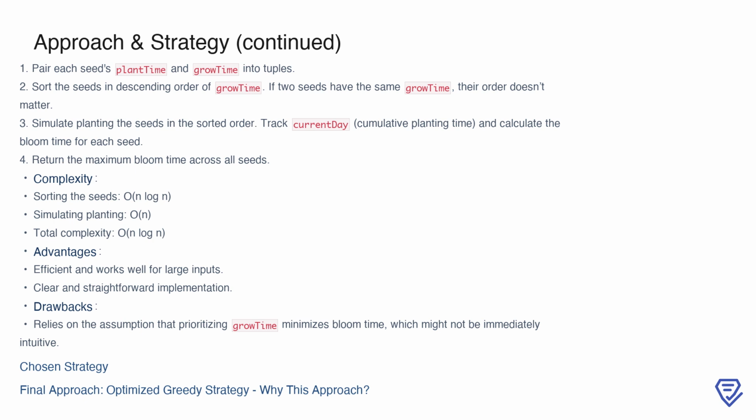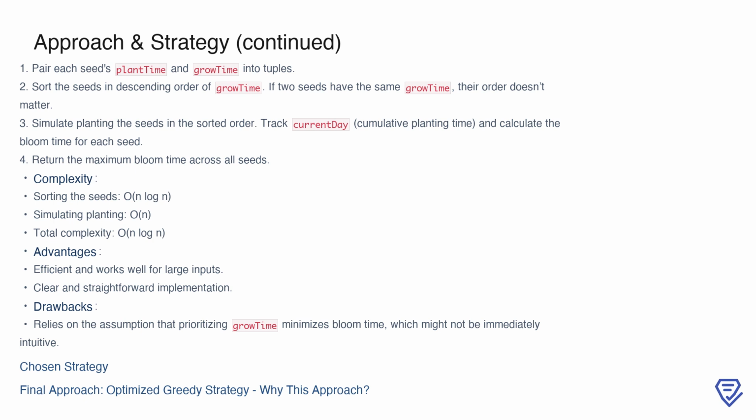To implement this strategy, we pair each seed's planting time and grow time as a tuple, then sort these tuples in descending order of grow time. If two seeds have the same grow time, their order doesn't matter. Once sorted, we simulate the planting process using a simple loop. For each seed, we track the cumulative planting time, referred to as current day, and calculate the bloom time as the sum of this planting time and the seed's grow time. The maximum bloom time across all seeds is the result.